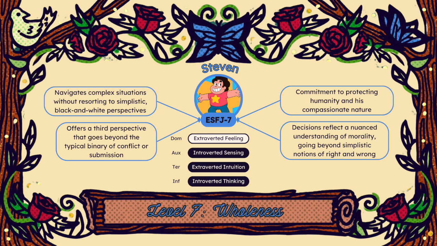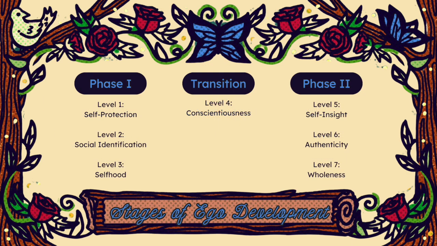In conclusion, the wholeness mindset, as illustrated by Steven Universe, is a testament to the complexity and depth of human development. It encourages us to reflect on our own journeys, seeking the integration of opposites and continuously embracing growth and understanding. From level 1 to level 7, we catch a glimpse of each character's unique stage in ego development, offering a fascinating lens through which we can understand our own journeys. Now it's time to reflect on your own personality type, ego development stage, and perhaps gain insights into your own personal growth journey.